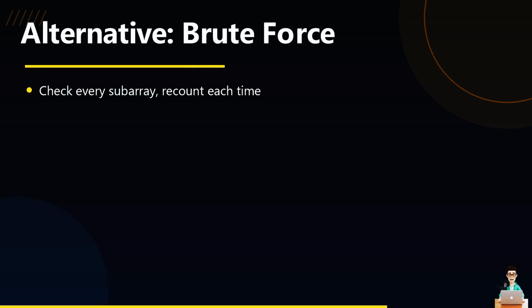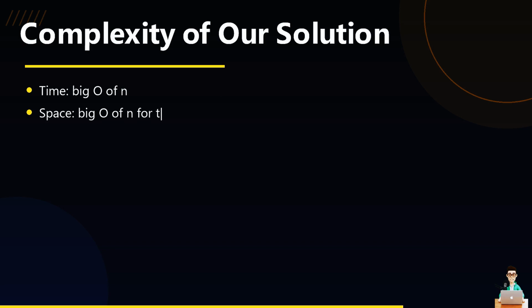The brute force approach still works. Just check every subarray and recount frequencies. It's simple to write, but it's quadratic at best. Way too slow once the stream gets long. Our sliding window solution runs in big O of n time, since each element is added and removed at most once. Space is big O of n for the counts dictionary in the worst case.